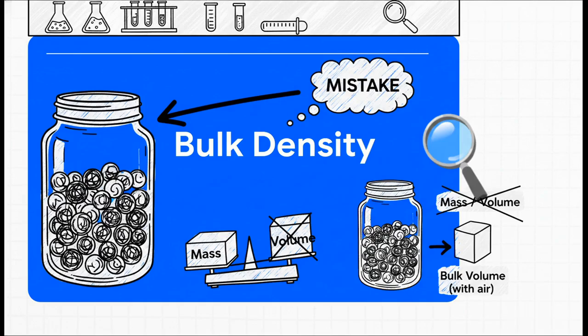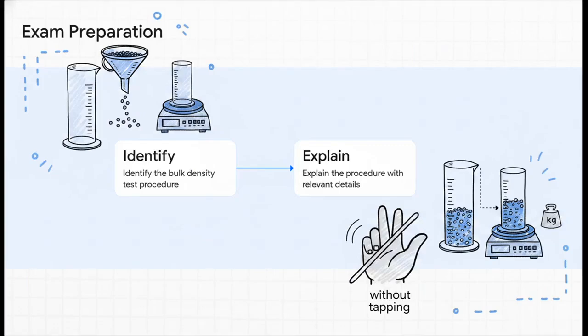Think of a big glass jar filled with marbles. There's a ton of empty airspace between those marbles, right? Bulk density measures the mass of the marbles plus all that empty airspace. The test uses a super simple graduated measuring cylinder, usually 100 or 500 milliliters, and a weighing balance.